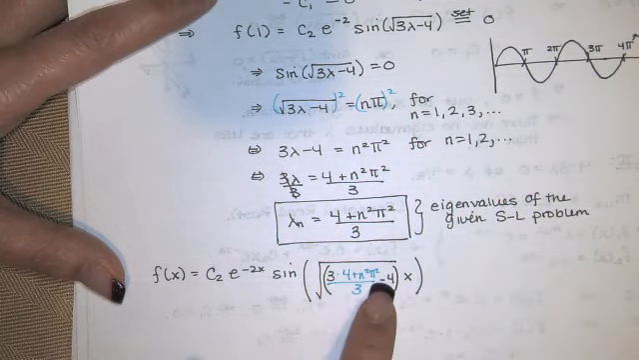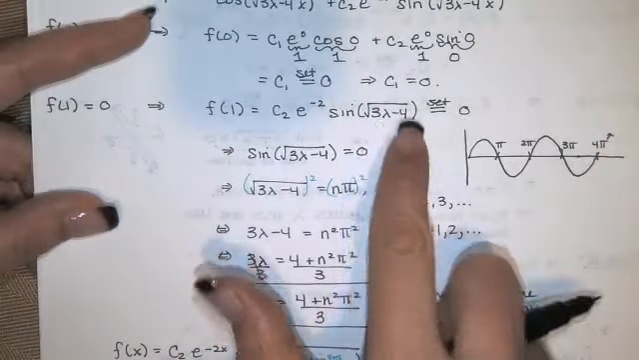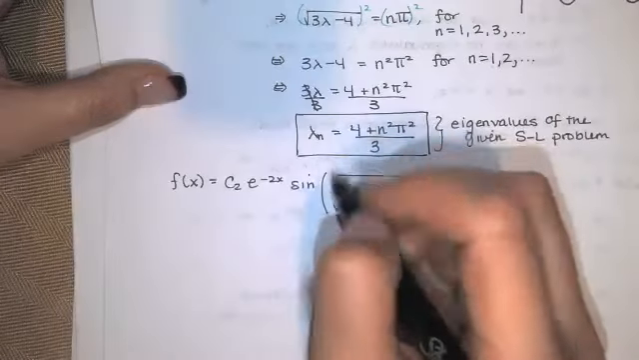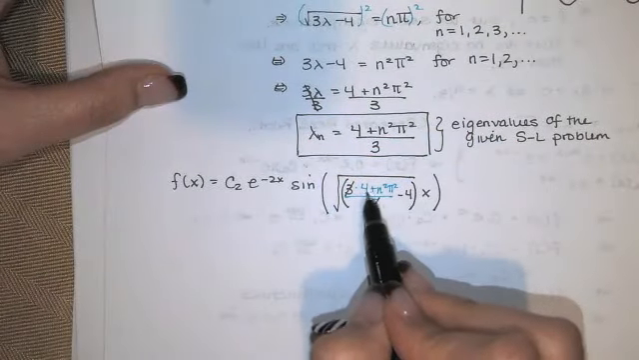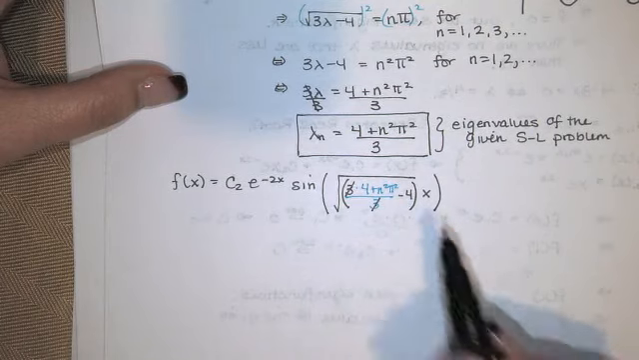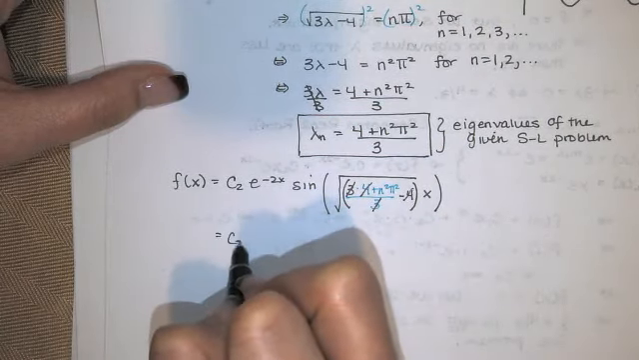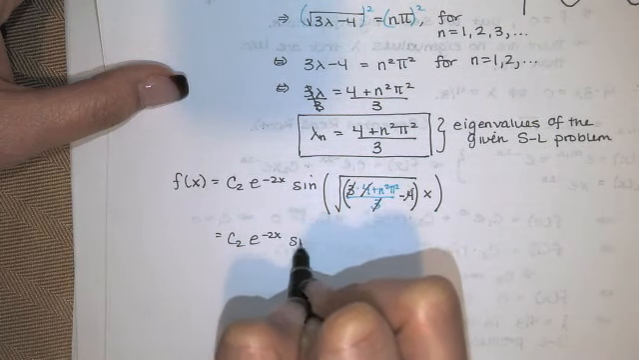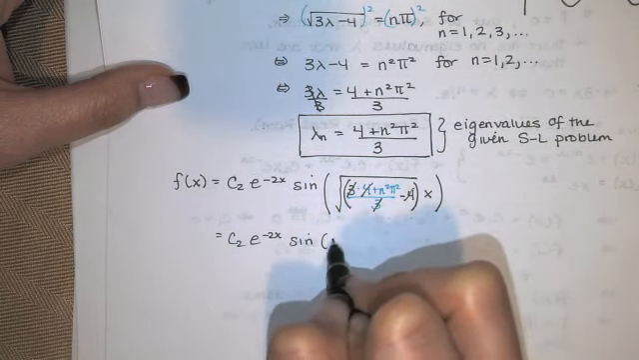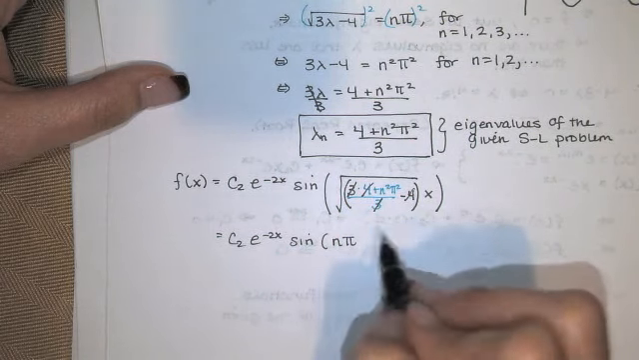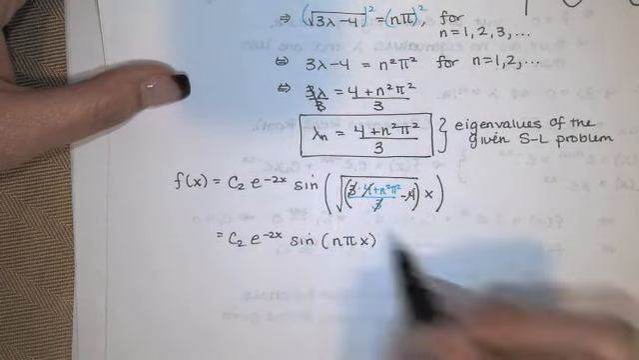That's 3 lambda minus 4, which is what we're supposed to have, 3 lambda minus 4 under the radical. Of course, you can see what happens. 3 over 3 reduces, and then you have 4 plus n squared pi squared minus 4, so the 4 is reduced. And then you're going to take the square root. Square root of n squared pi squared is just going to give us n pi. And so we just get n pi x.